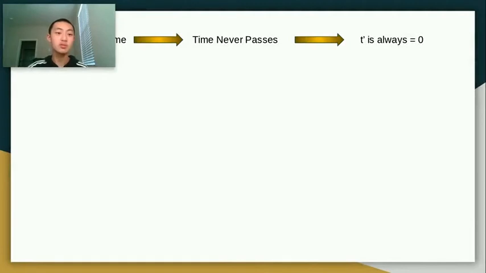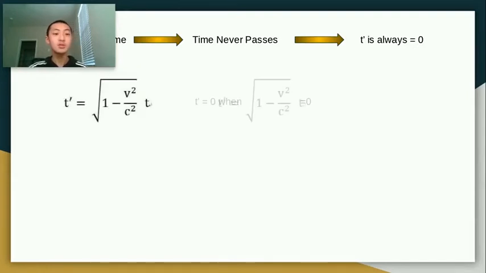Now for the third question, which most people are interested in: how can we stop time? To stop time, we need to make time never pass, and we know that T prime is the time that passes inside the spaceship, so we want T prime to always equal 0. So here is our relationship, and if we want T prime to always be 0, we need to make the root of 1 minus V squared divided by C squared equal to 0, for 0 times T is always going to be 0.